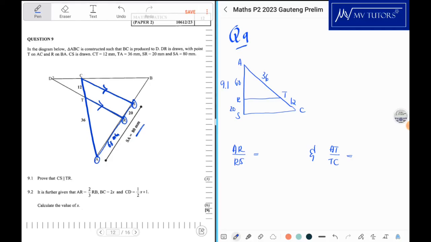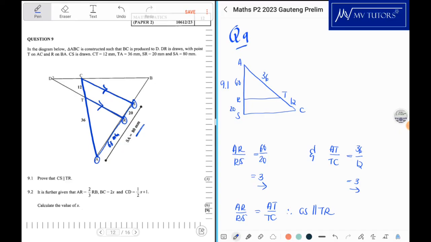Now let's see, what is AR? It is 60 and RS is 20. So 60 divided by 20 is 3. Then AT is 36 over TC, which is 12. 36 divided by 12 is 3. Which is great. So now we can see that AR over RS is equal to AT over TC. And if that's the case, then we can conclude that CS is parallel to TR.